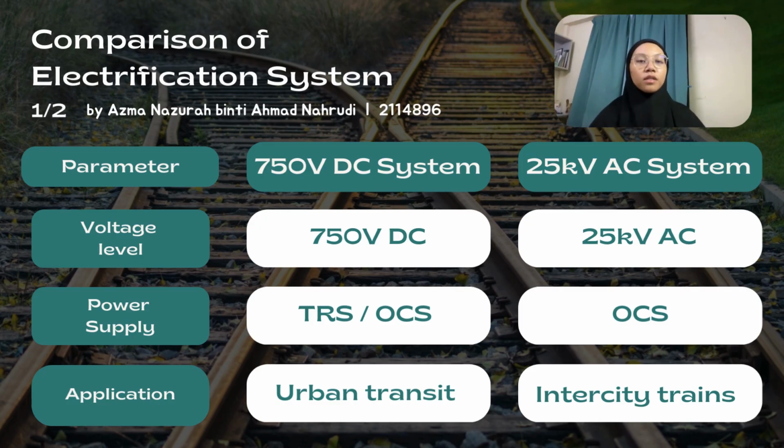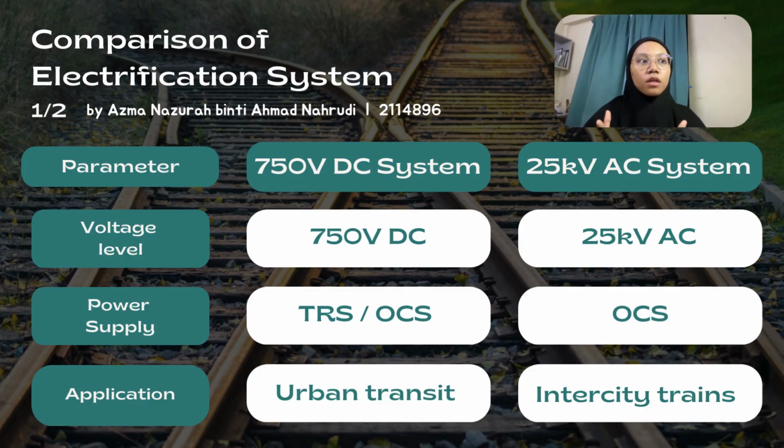Okay, now we will compare the electrification systems that are used in the Malaysian traction system. In Malaysia, there are two main systems being used, which are the 750 volt DC system and the 25 kV AC system. Both of these systems have voltage levels of 750 volt DC and 25 kV AC. So where does each supply to? The 750 volt DC system supplies to both OCS and TRS. Meanwhile, the 25 kV AC system only supplies to OCS. Okay, why?